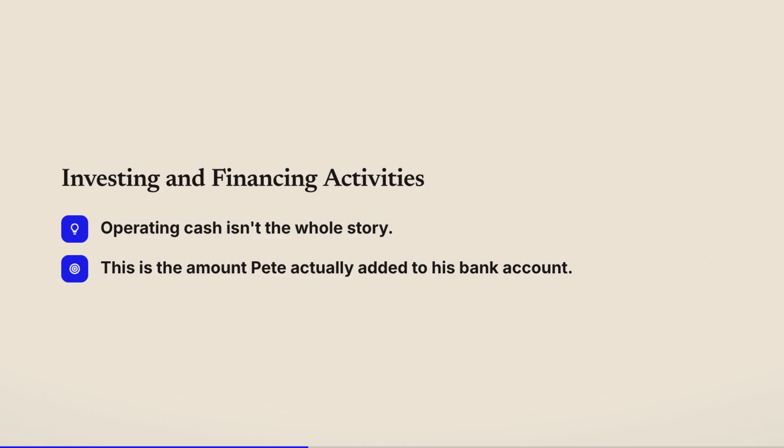Financing activities cover transactions with investors and lenders. Pete repaid $15,000 of debt, a cash outflow. He also paid $70,000 in dividends to shareholders, another outflow. When you sum these up, Pete's investing and financing activities used a total of $145,000. When we subtract this from his $186,000 operating cash, we find a net change in cash of $41,000 for the year. This is the amount Pete actually added to his bank account.